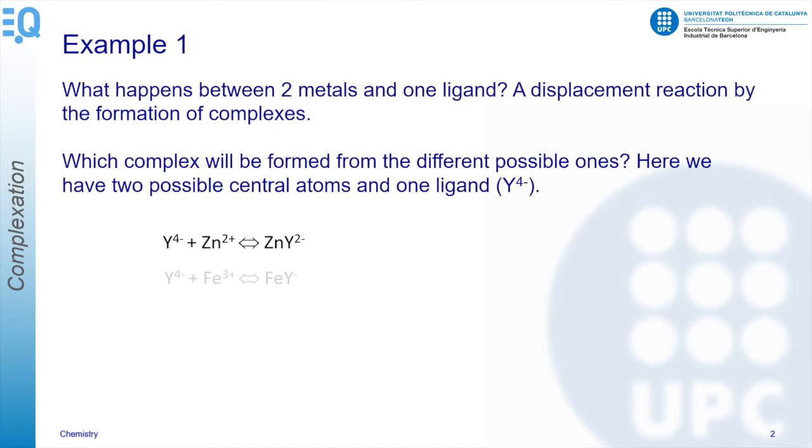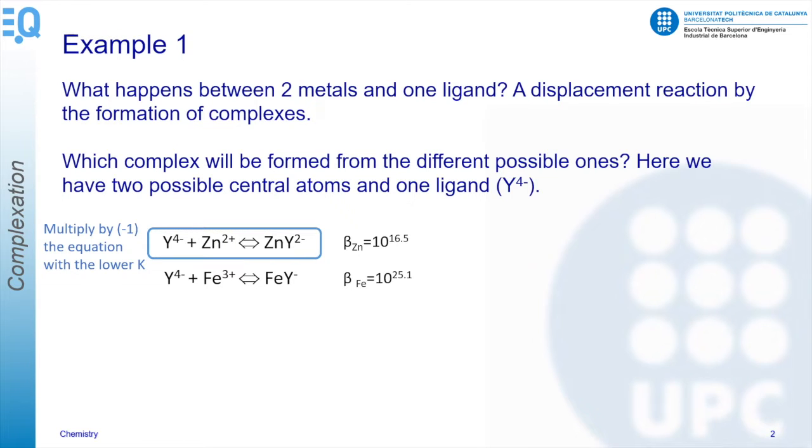Example 7. Let's look at an exercise where we are asked to determine which of the two possible complexes will be formed when there are two possible central atoms and one ligand in the solution. There are two options, Y4+ with zinc or with iron. The way to solve the exercise is to multiply the reaction by the smaller constant but -1, that is, to reverse the reaction. Then both should be added.